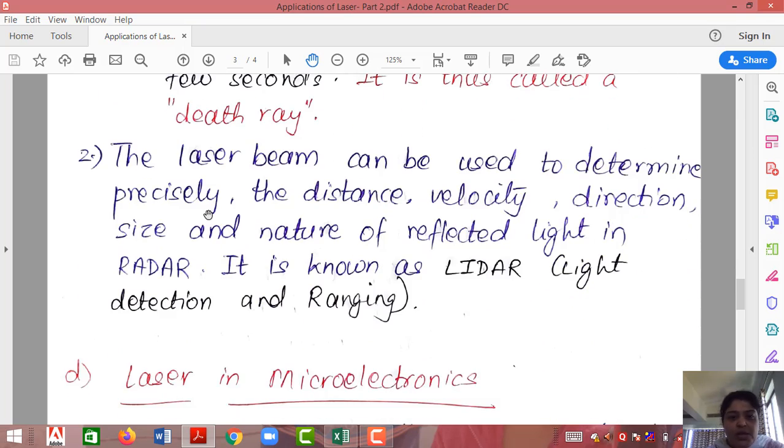Laser beam can also be used to determine precisely the distance, velocity, direction, size and nature of reflected light, which is commonly known as LIDAR, light detection and ranging. So laser is sent to the enemy side. It can be used to determine what all objects are present. That light will capture and tell us the distance from us, the velocity of that coming object, the direction, size, and what type of object it is. And a very common term used in defense is LIDAR.